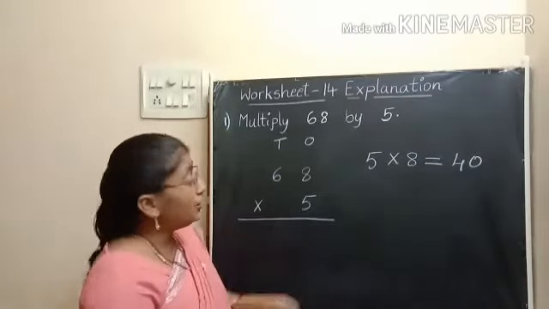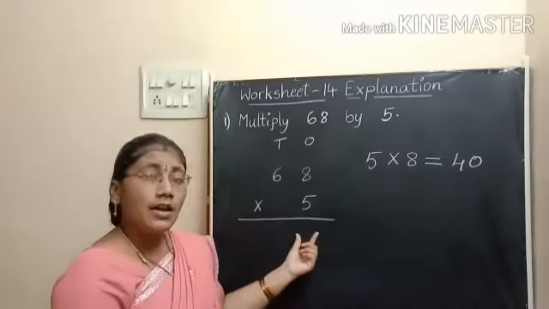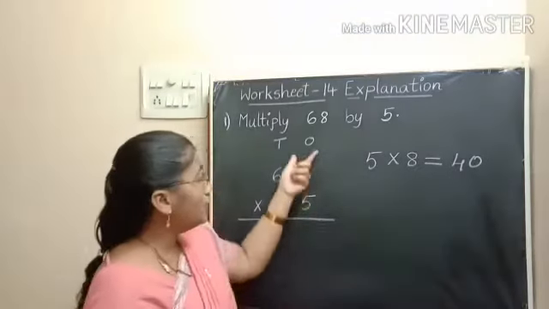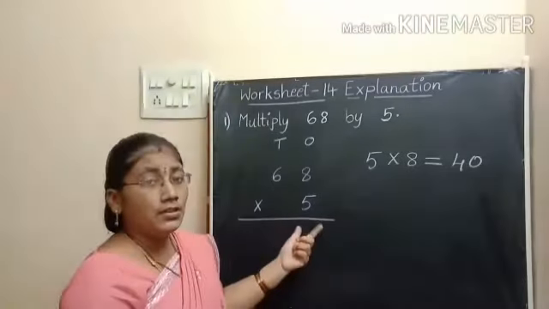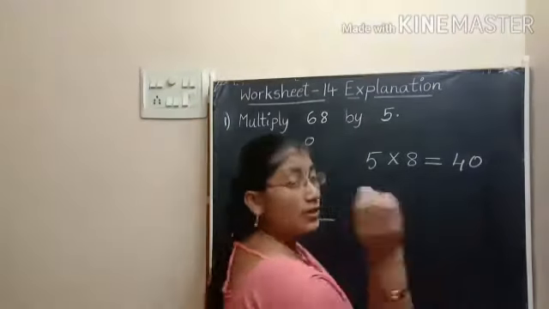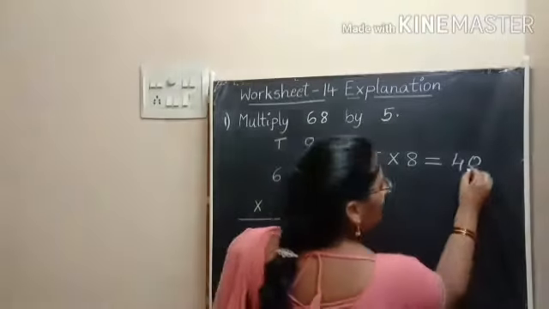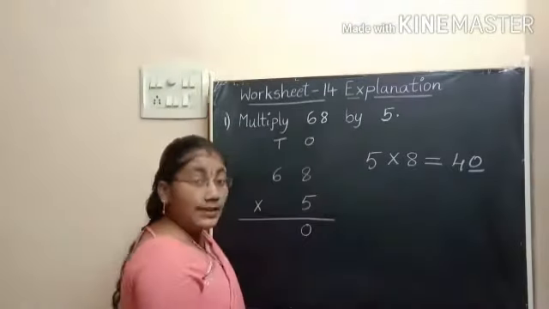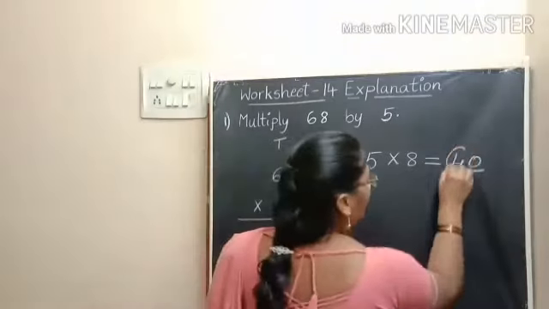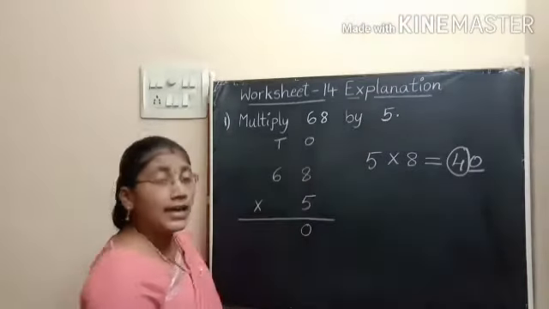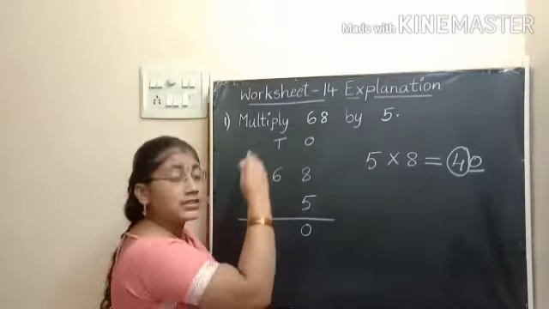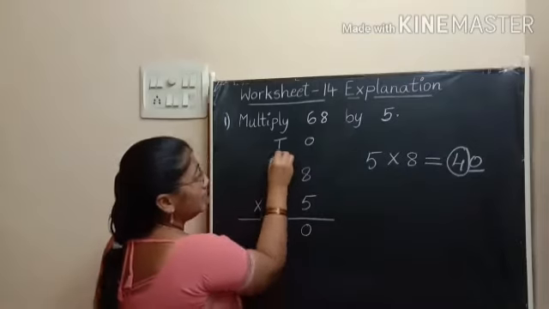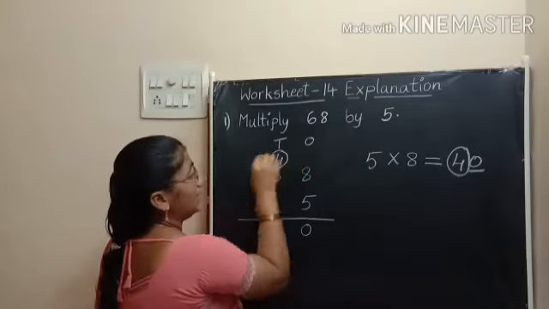But we need to write only a single digit as a result. Actually 40 is the result of the ones column. So we should write the right side digit as the result here, and the left side digit, 4, we should write as a carry in the next place. That is, we have to write 4 in tens place as a carry.